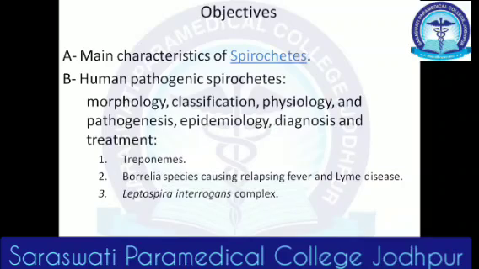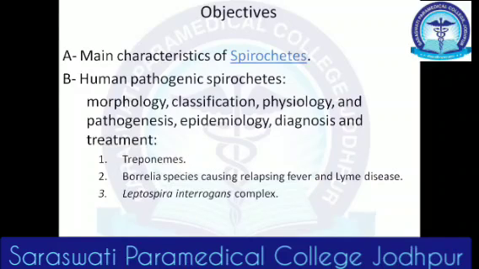Okay. Now, the main goal of our discussion is to learn about the spirochetes, okay, not learn about the diseases. Now there are three types of spirochetes, as we are going to talk. One is the Treponema, another one is the Borrelia species.